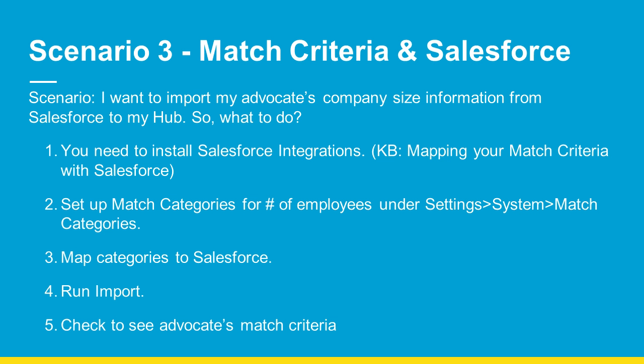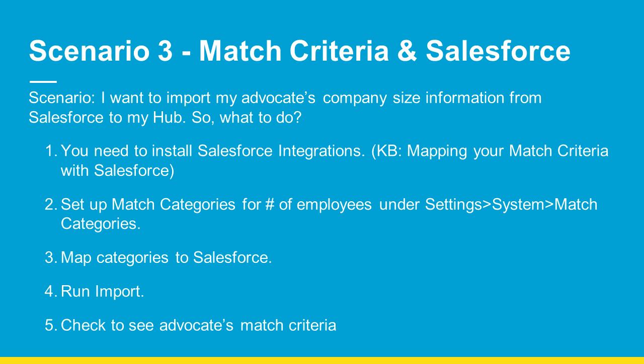First, I need to have the Salesforce integration installed in my hub if I want to pull information from Salesforce. And we have a KB article at support that outlines the steps in detail, and the article is called Mapping Your Match Criteria with Salesforce. So you're welcome to check that out. Note that it's also possible to do a CSV import to update advocates' match criteria in their profile. So if you don't have Salesforce and you would like to update the profile, you could always use CSV import.